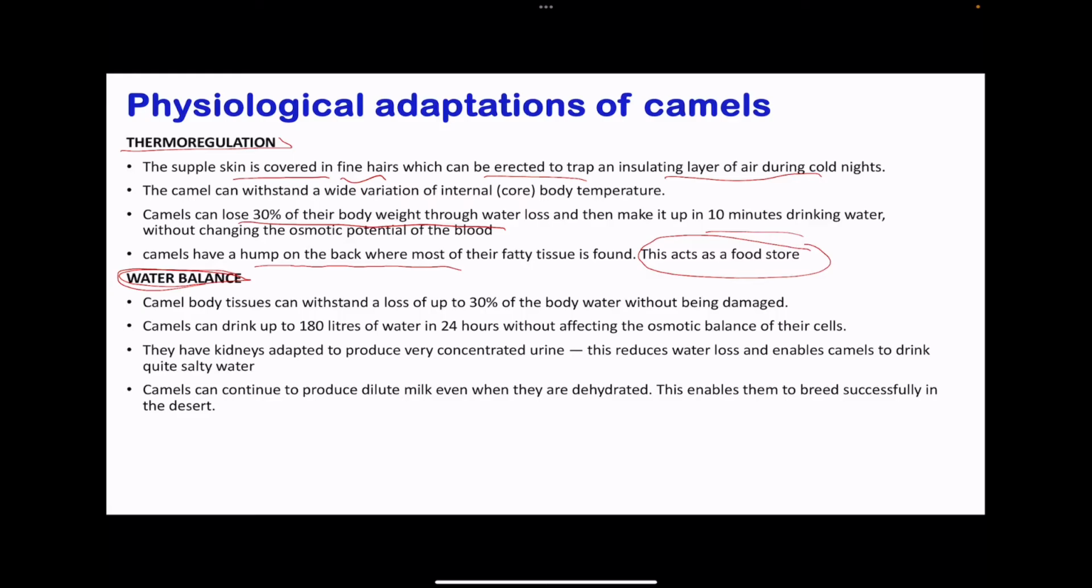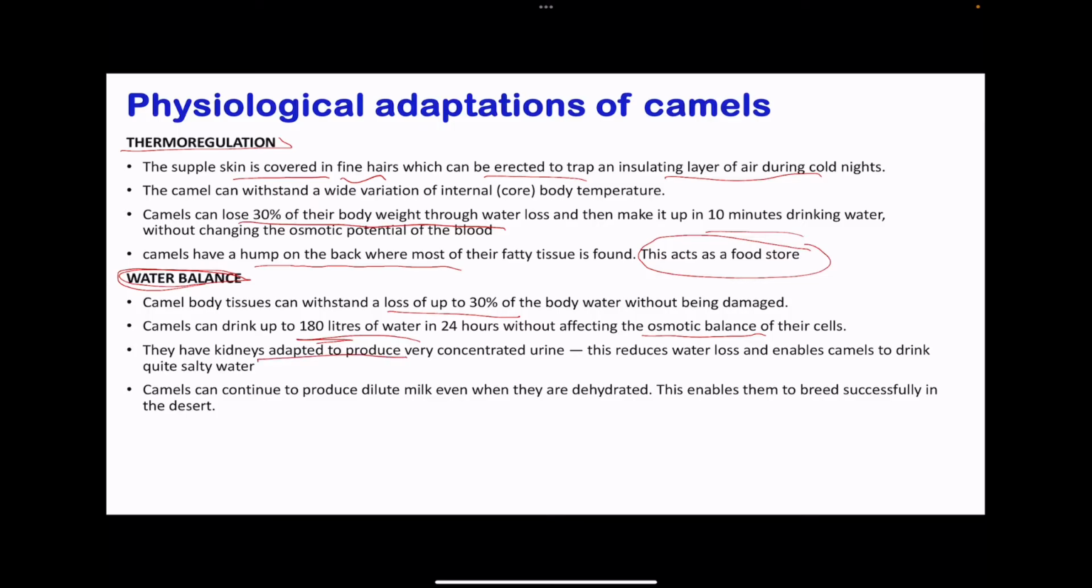When we go to water balance, camels can withstand 30% loss in water without being damaged. They can drink up to 180 liters of water in 24 hours, and their osmotic balance is not going to be affected, meaning their cells will not take in water excessively in order to burst.